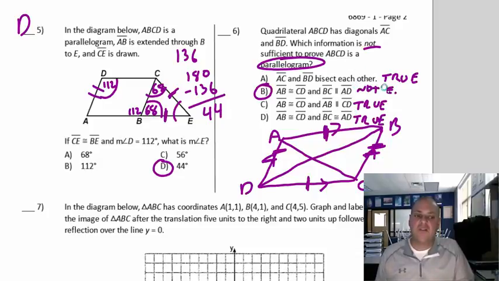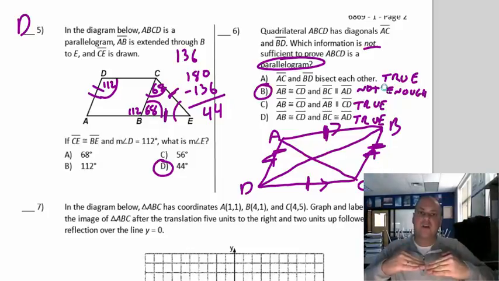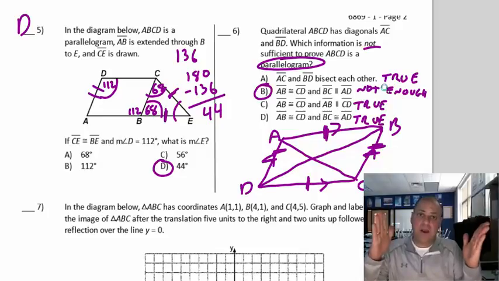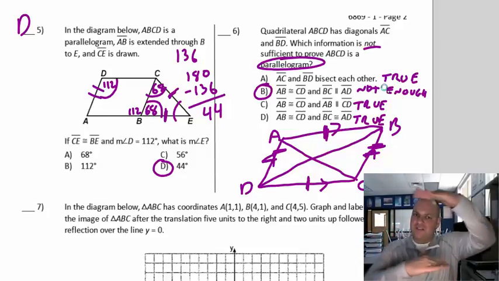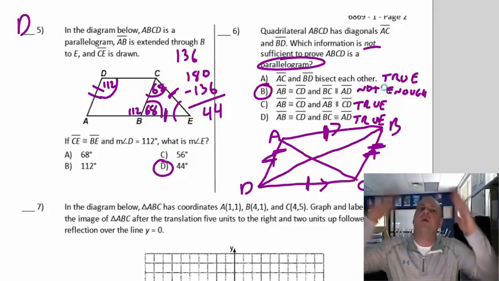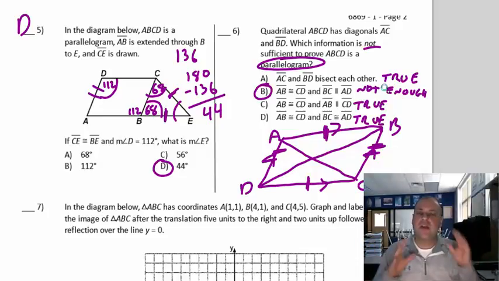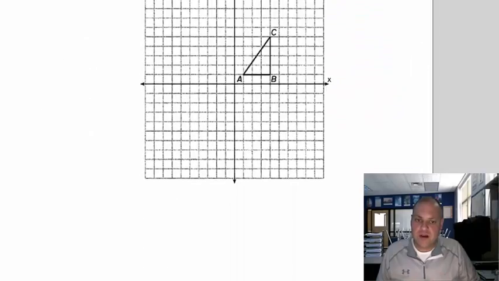I'm not going to say it's false. It's just not enough because they're only telling you one side is congruent and the other side is parallel. Well, what about these sides being parallel, and what about these sides being congruent? You got to have both parallel and both congruent in order to say it's a parallelogram. So that would be choice B, not enough information.